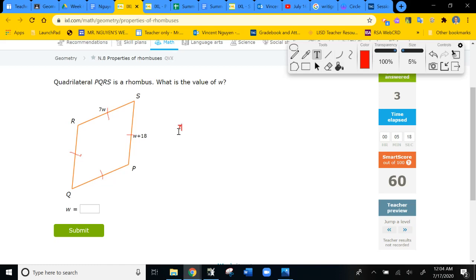7W equals W plus 18. Well, I'm going to subtract 1W. Oops, what did I do? Add 18, excuse me, plus 18. And then I would subtract that W. I get 6W equals 18, and so W would equal 3. I cannot type, guys. Well, I cannot see, actually. W equals 3, and the problem just asked for W, so we enter W, which is 3.